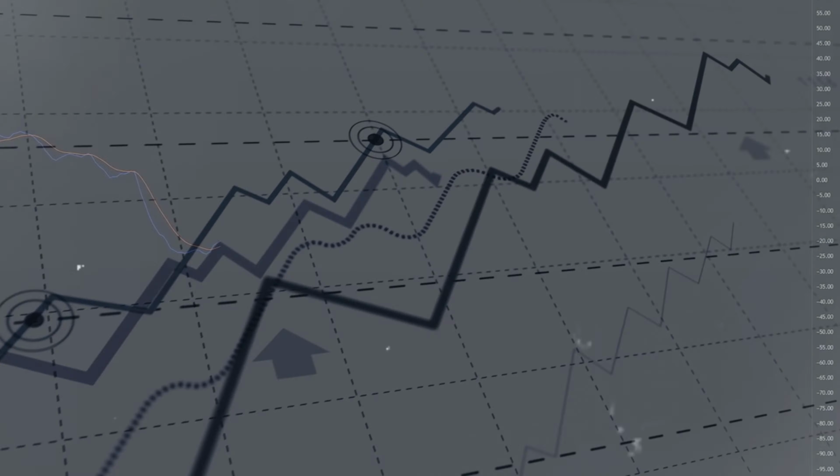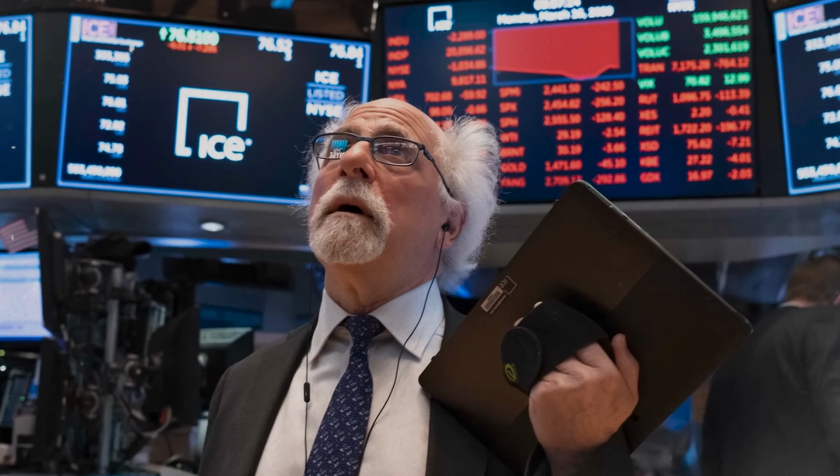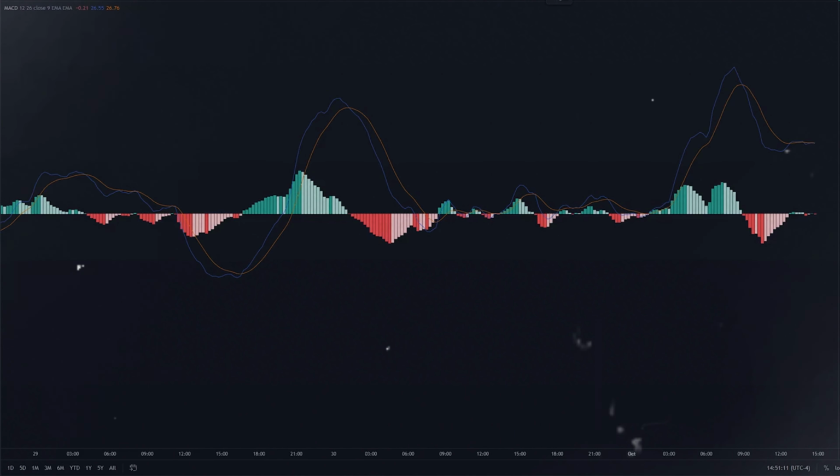Your entry could be when a moving average crossover happens, and your exit might be when RSI hits an extreme level. Set these rules and stick to them. Discipline is what separates winners from losers.